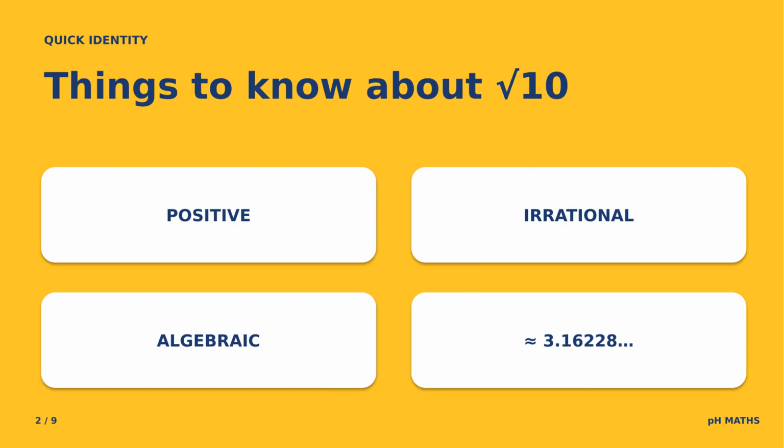Quick identity check: root 10 is positive, root 10 is irrational, root 10 is algebraic. It solves x squared equals 10. And as a decimal, it's approximately 3.16228. Notice how close that is to pi, which is 3.14159. Same first digit, second digit nearly matches, but they're different numbers and they diverge from there.